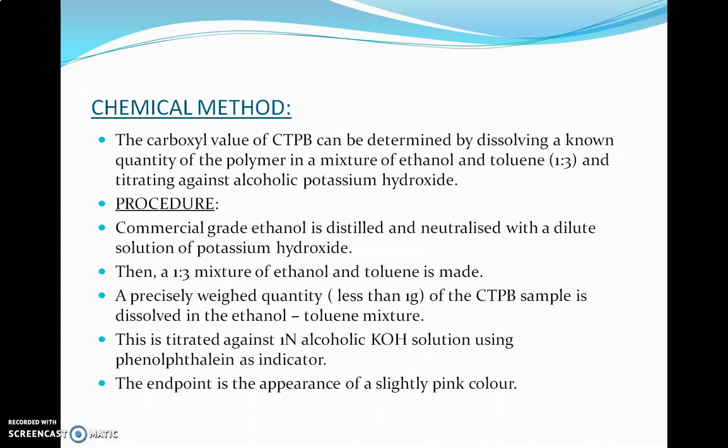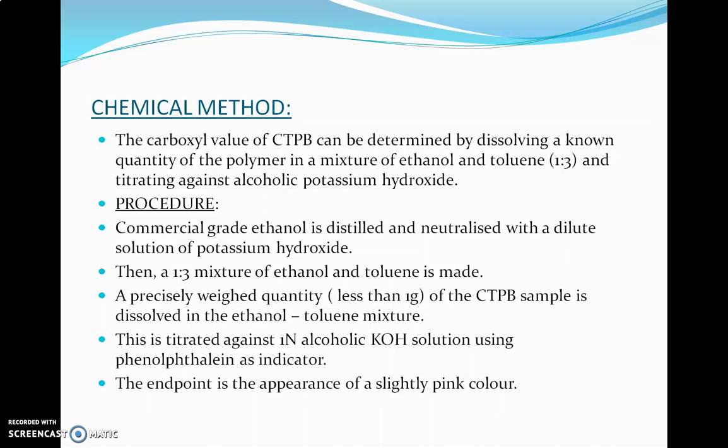The carboxyl value of carboxyl terminated polybutadiene can be determined by dissolving a known quantity of polymer. Usually we take less than 1 gram of the polymer sample, dissolved in a 1:3 mixture of ethanol and toluene, and this solution is then titrated against alcoholic potassium hydroxide solution. Let us look at the procedure.